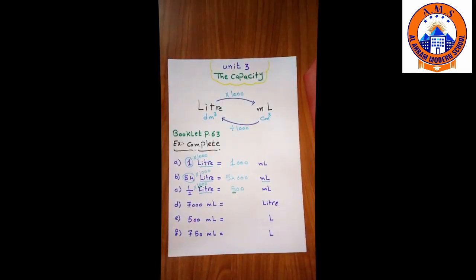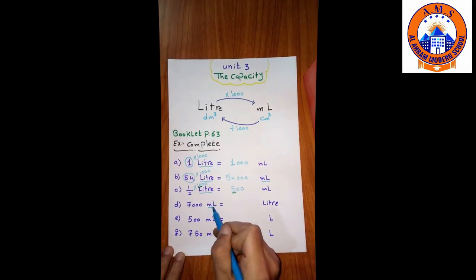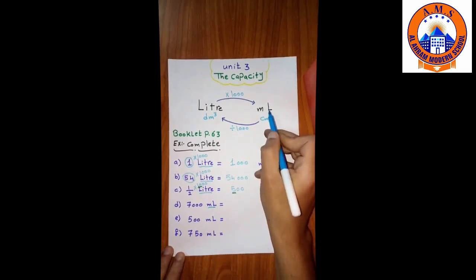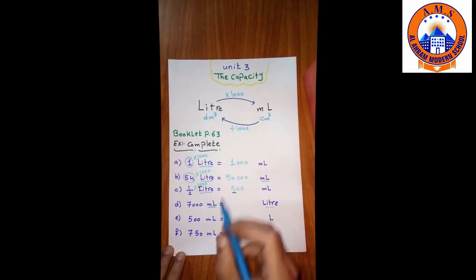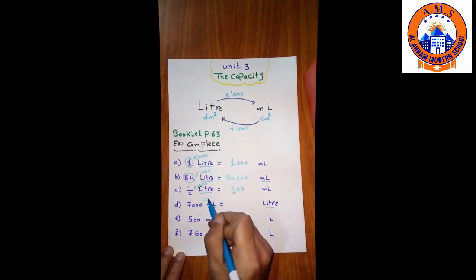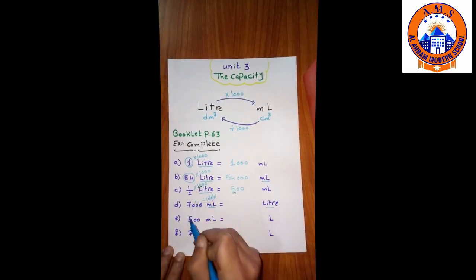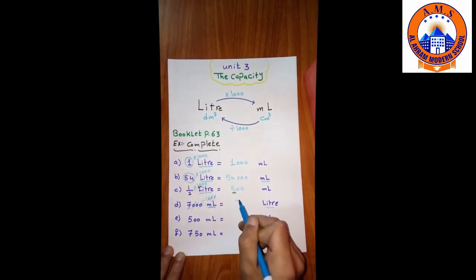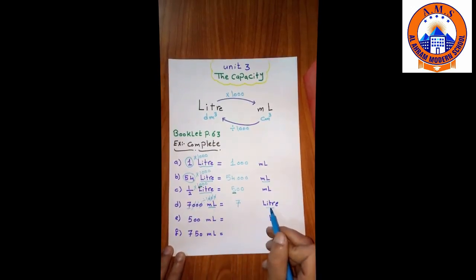The next question, we have 7000 milliliters, and I want the answer to be in liters. So we are changing from milliliters into liters. To change from milliliter into liter, you divide by 1000. So by dividing this number by 1000, we just cancel 3 zeros. So 0 is cancelled with 0, another 0 is cancelled with another 0, and the last one with the last one. So the remaining number is 7. So 7000 milliliters equals 7 liters.